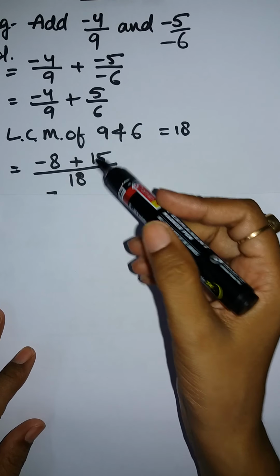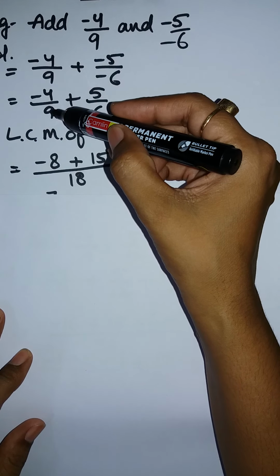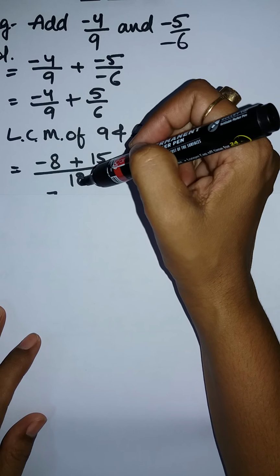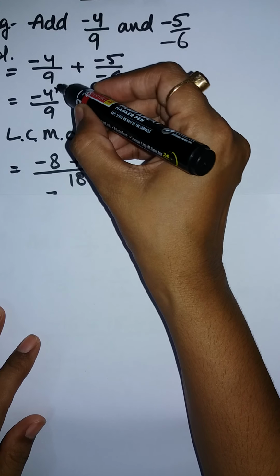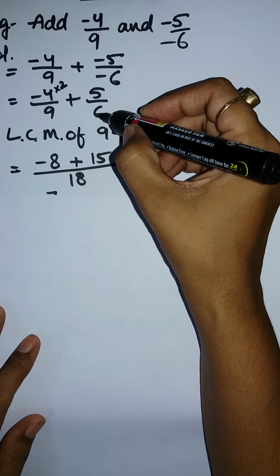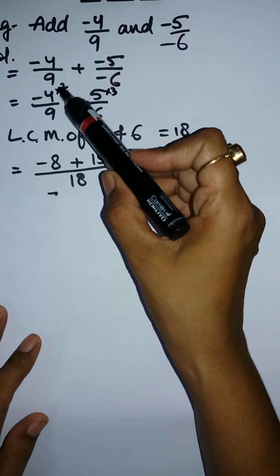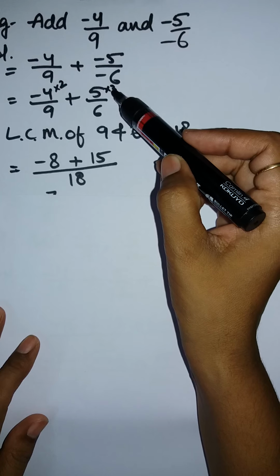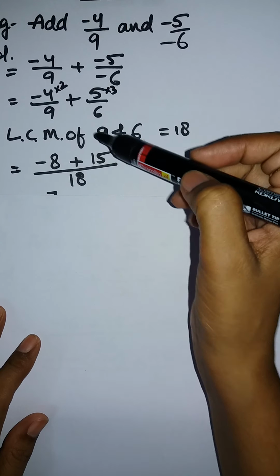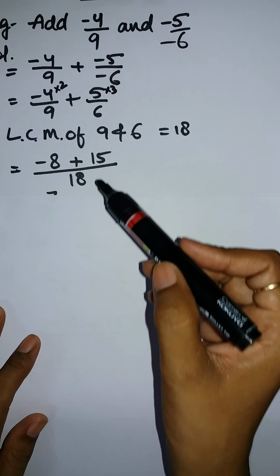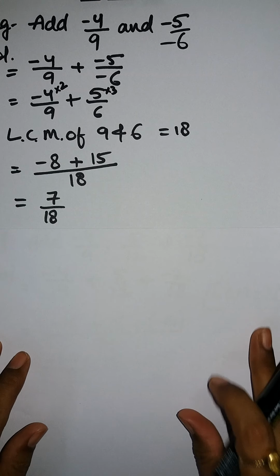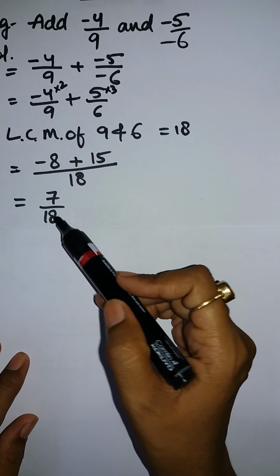Performing the operation, we need to multiply 9 with 2 to get 18. So we multiply this with 2 and this 6 with 3. So that 4 2 times gives us 8 and 3 5 times gives us 15. So minus 8 plus 15 upon 18, and then when we solve it we get the result 7 by 18.